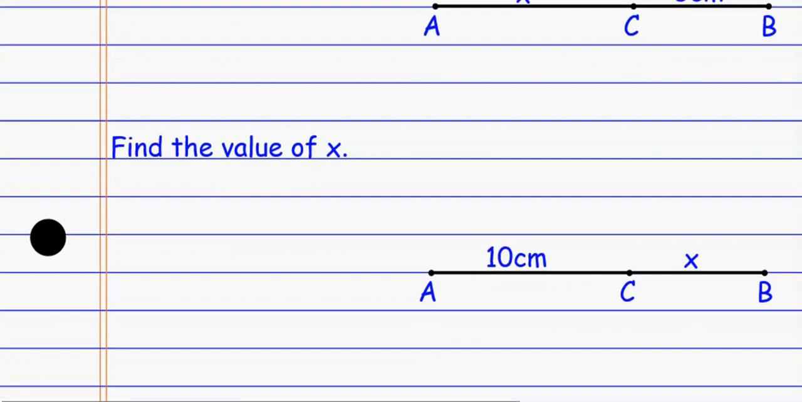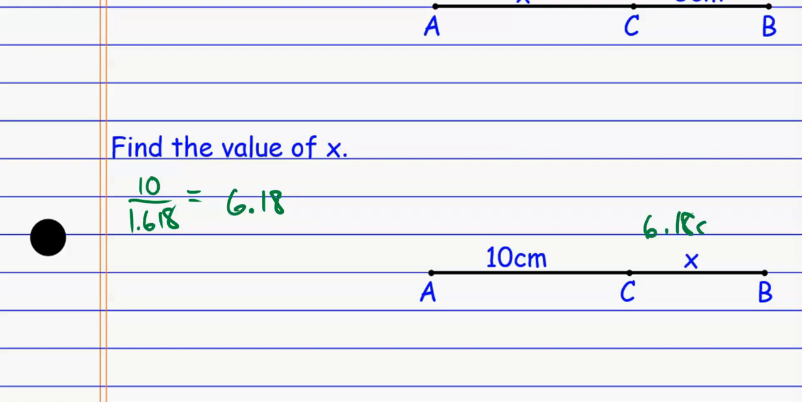Same thing with something like this guy. If I look at this guy, now I have the larger piece. I want to get to the smaller piece. So the shortcut is I just take the 10 and I divide it by the 1.618. And if I do that on my calculator, it gives me a 6.18 here. So this is 6.18 centimeters.